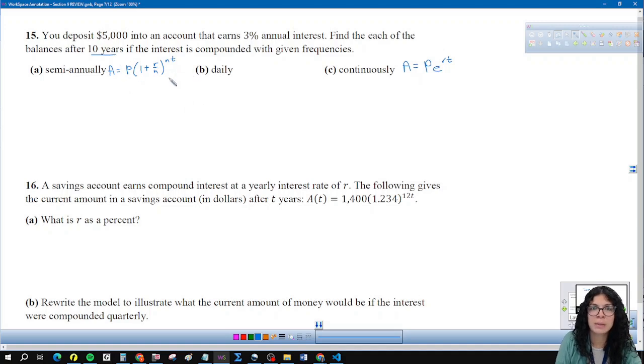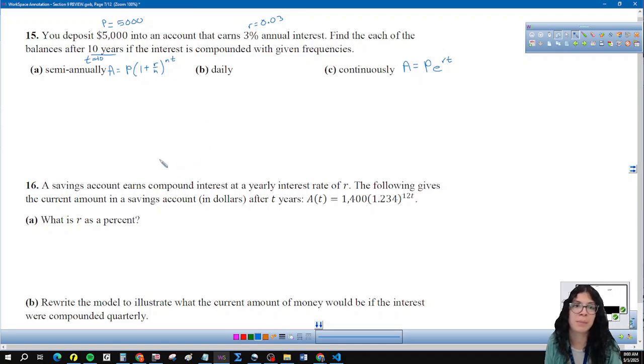Now, for all three of these, the time is 10 years. And for all three of them, the rate is the 3% as a decimal, so 0.03. Okay, so T is 10, and R is 0.03 for all of them, and also P, because you start depositing $5,000. That is the same on all of them. So P is 5,000 on all three.